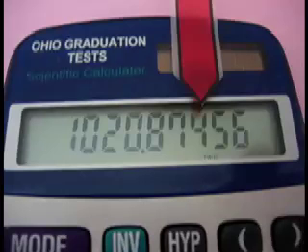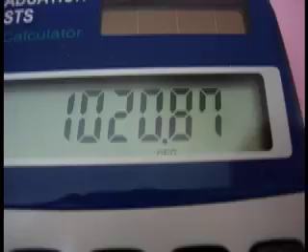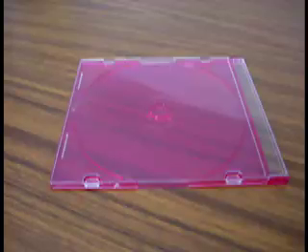The third decimal is a 4. The 7 stays the same. So now we know the volume of our box. And that value is 1020.87 centimeters cubed.